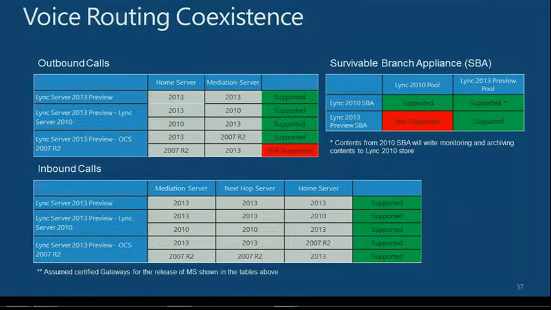For voice routing, we have nearly full support. The one caveat is that we can't have an outbound call from the Lync 2013 preview client when the home server is on 2007 R2 and the mediation server is Lync 2013. But other than that, we have support for a home server of 2010 or 2013 with a mediation server of 2013, 2010, or R2. So we're enabling you essentially to deploy the Lync server pool without having to replace or upgrade all those mediation servers concurrently with those pools.